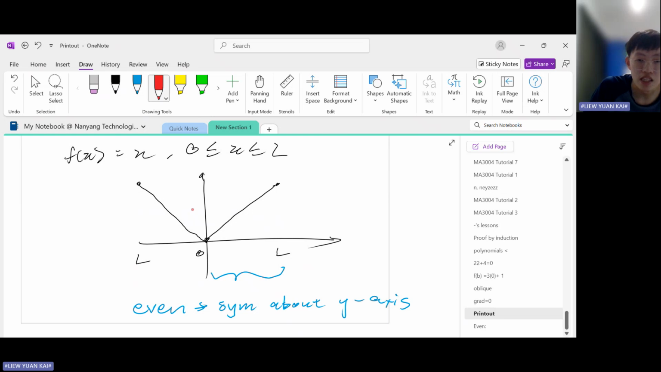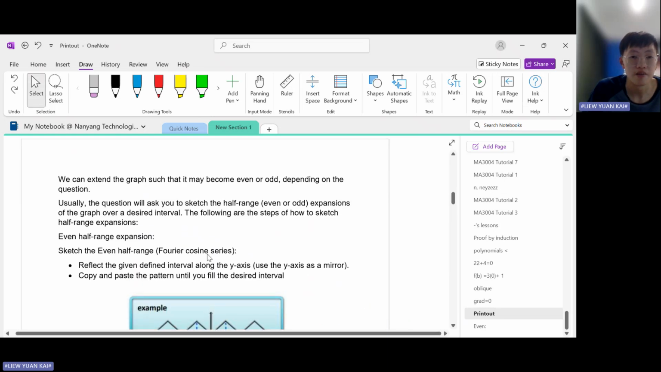So this is half a period. This part is half a period. That's why it's called half range expansion. And then since we reflect it, this becomes one full period. After it becomes one full period, this is the basic unit of one cycle. So one cycle of the periodic function looks like this.